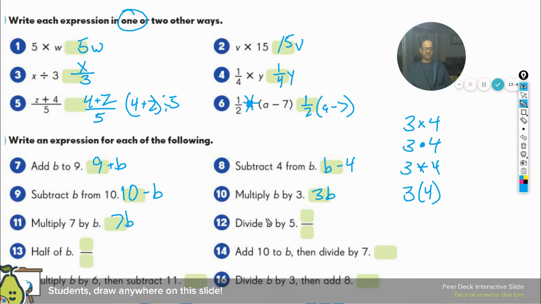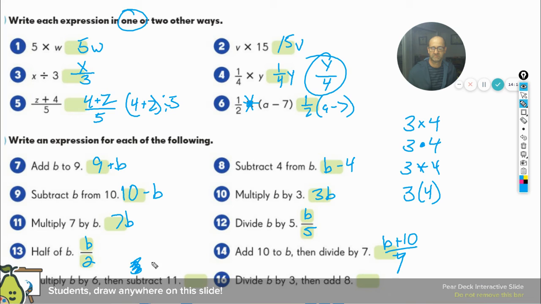Multiply B times 3. 3B. 7 times B. 7B. Divide B by 5. B divided by 5. Half of B is B divided by 2. 1/4 Y. 1/4 of Y. Y divided by 4. I think that's what you're looking for there. Add 10 to B. B plus 10, and then divide the whole thing by 7. Okay. Multiply B by 6. 6B, and then subtract 11. Divide B by 3. B divided by 3 plus 8. There you go.